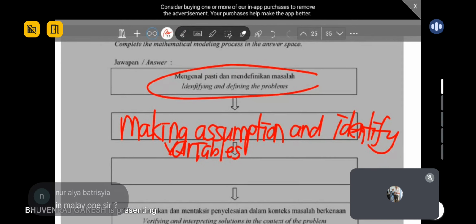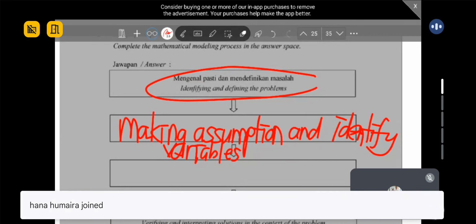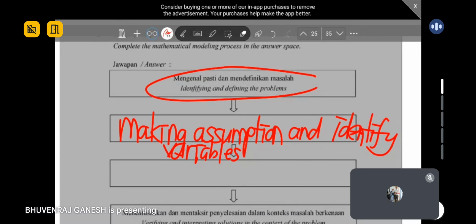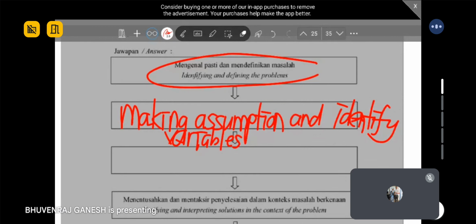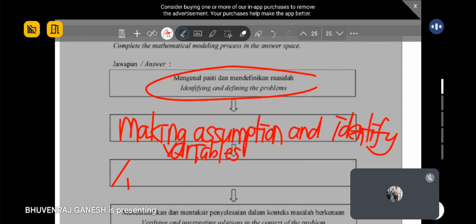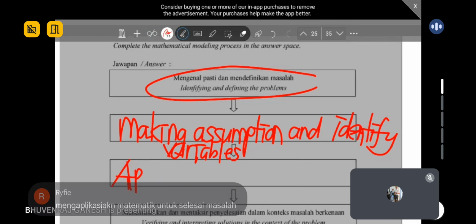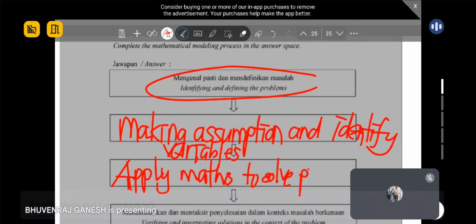So what is the third step, guys? In Malay, it is membuat andaian dan mengenal pasti pemboleh ubah. You can refer to the textbook also when you study this chapter, sebab banyak fakta sahaja. Alright? So what is the third step, guys? Langkah ketiga. Yes, very good. Apply mathematics to solve the problem. Mengaplikasikan matematik untuk menyelesaikan masalah. Apply maths to solve the problem. So this is your third step.